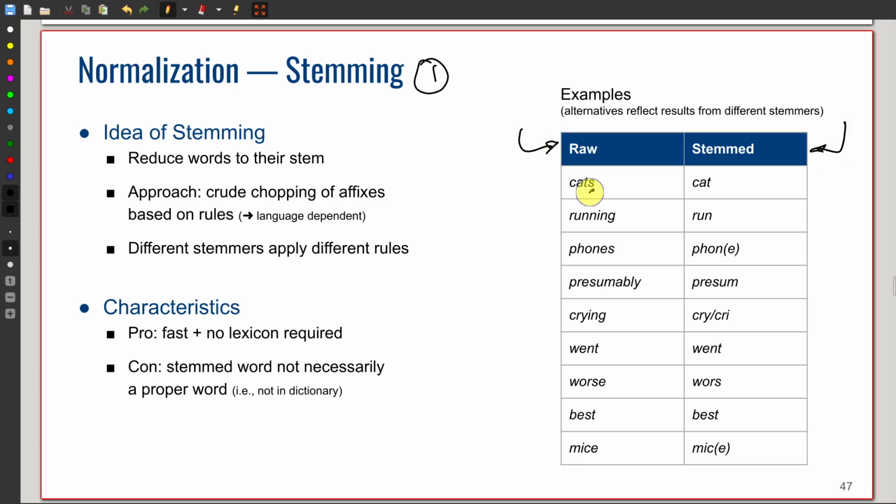Here we can see the S is removed from cats and the ing is removed from running appropriately, ending up in recognizable words. Because stemming applies crude chopping, sometimes we will get correct stems, but they don't look like words, like presume and worse. And because there can be different stemmers that stem differently, we get alternations, such as here, phone with an E or without, or cry with a Y or an I.